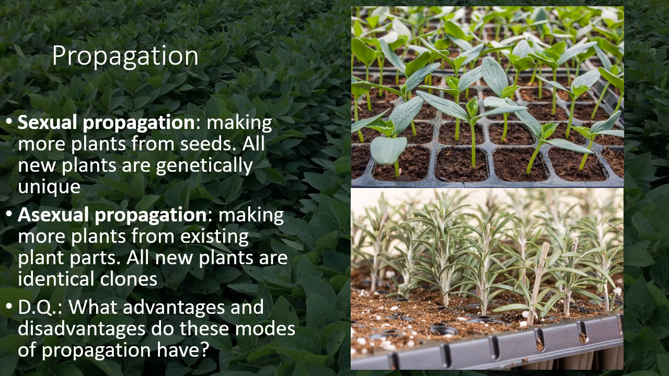So propagation is the idea of making new plants, and sexual propagation is when we make new plants from seeds. Because seeds are the result of sexual reproduction, all of the new plants are at least somewhat genetically unique, even if they're the product of self-pollination. And asexual propagation is making more plants from existing plant parts. So all of the new plants are going to be identical clones. Consider what advantages and disadvantages these modes of propagation might have for a moment.